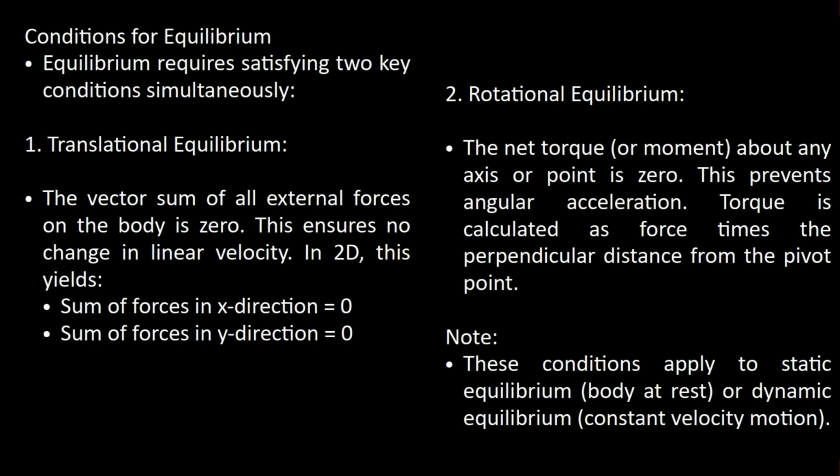Next is rotational equilibrium. The net torque about any fixed axis or point is 0. This prevents angular acceleration. Torque is calculated as force times the perpendicular distance from the pivot point. This point you guys already know. These two conditions apply not only to something which is at rest, but also to something which is moving at constant velocity.